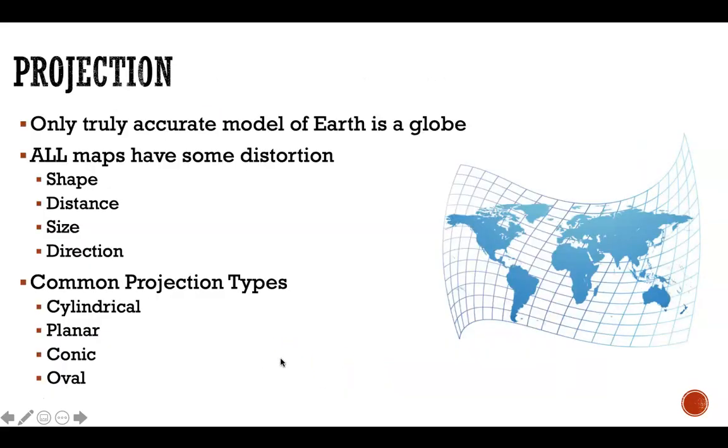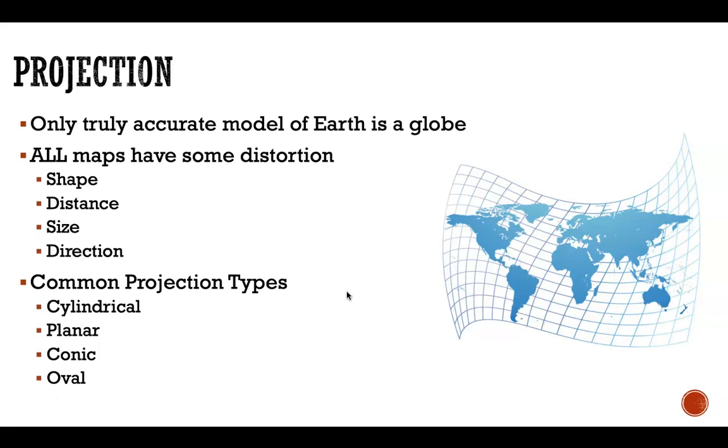All right, on to another key concept, projection. Projection is how a map is converted from a globe, if you will, onto a paper for a map. Keep in mind the only true model on Earth is a globe, and that all maps have distortion.